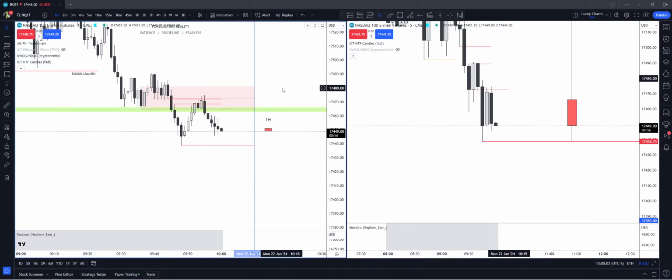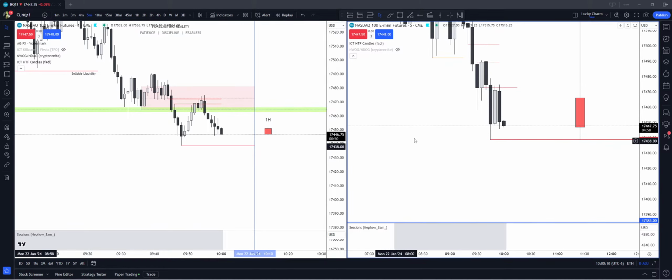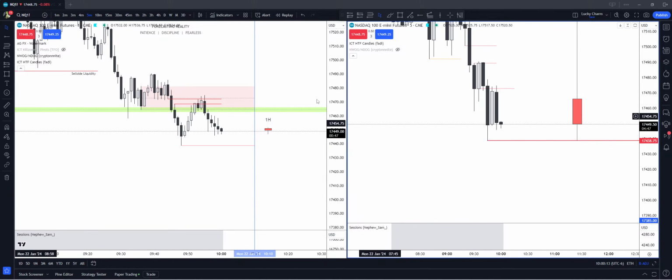So that's the silver bullet in a nutshell. I mean, we still have about 10 minutes left of the macro. Which, as I stated, gun to my head, I would probably believe we're going to head lower. I just would rather not touch it. I'd rather not do anything.